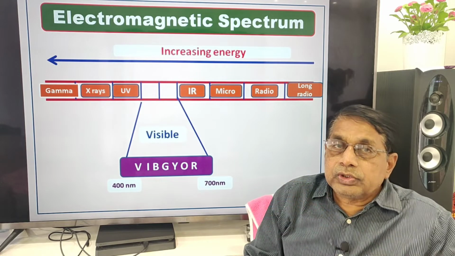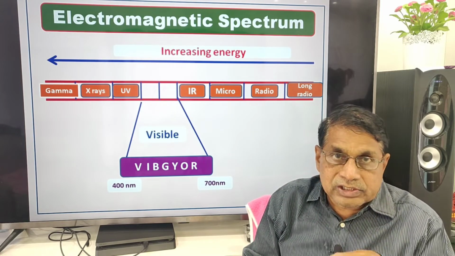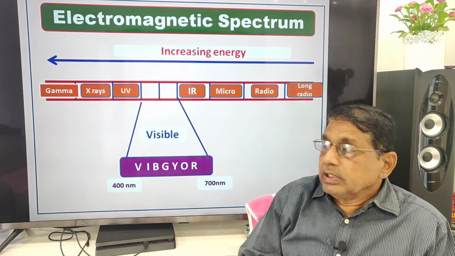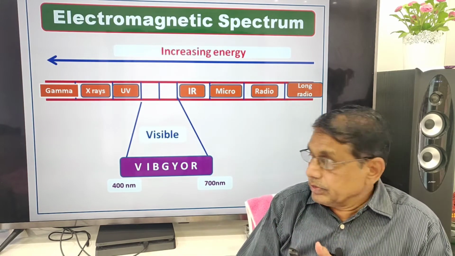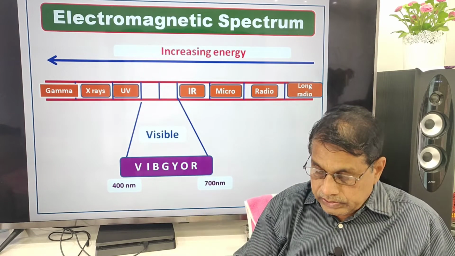From longer wavelength to shorter wavelength, the energy content increases. Similarly, as I said just now, the photons in this region are high energy and the photons in this region are low energy. Remember 400 to 700.